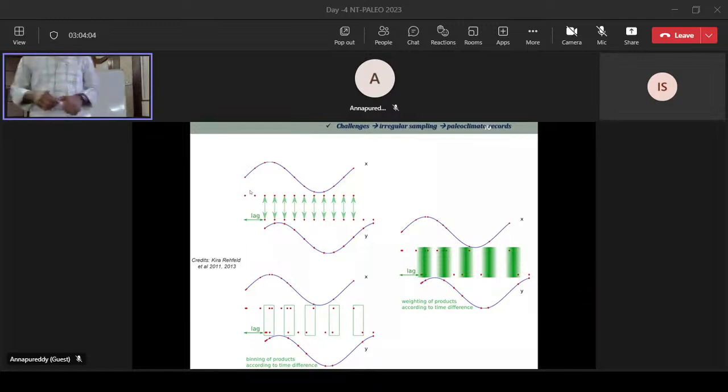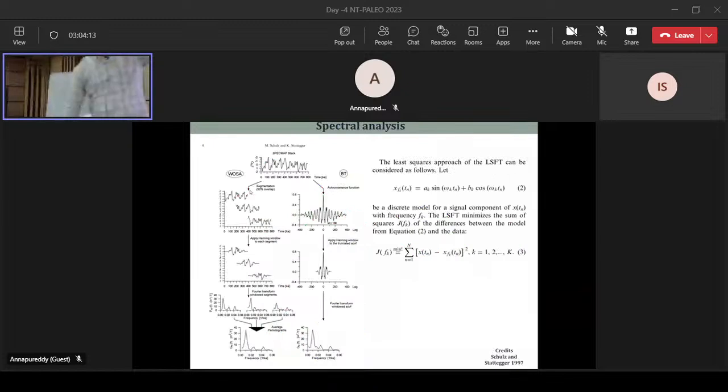In a similar way, in the frequency spectrum, what they do is they minimize the distance between the original data you have and the modeled Fourier frequency. Okay, this is the spectral method.